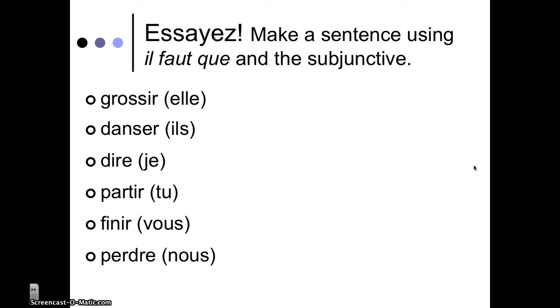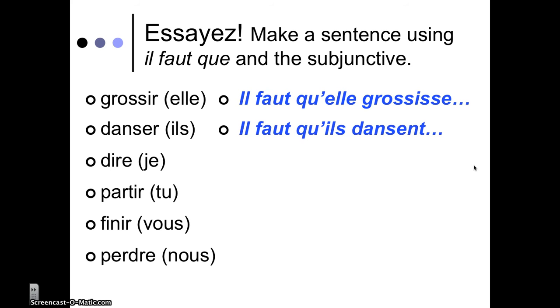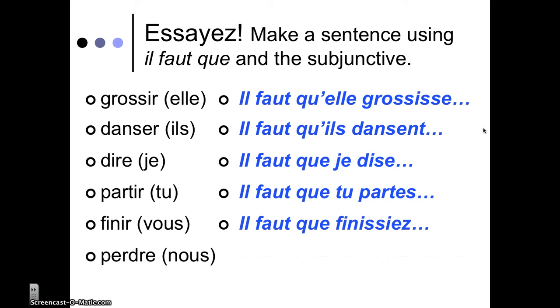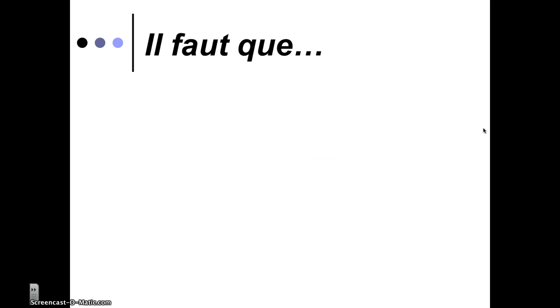All right, I hope you paused. Here we go. Il faut qu'elle grossisse. Il faut qu'il danse. Notice, look at that, the ils plural form is the same in the present indicative and the present subjunctive. Il faut que je dise. Remember the ils plural form of dire is disent, D-I-S-E-N-T. Il faut que tu partes. Il faut que vous finissiez. Et il faut que nous parlions. Voilà. So speaking of il faut que, that's the only expression your textbook's going to use right now.